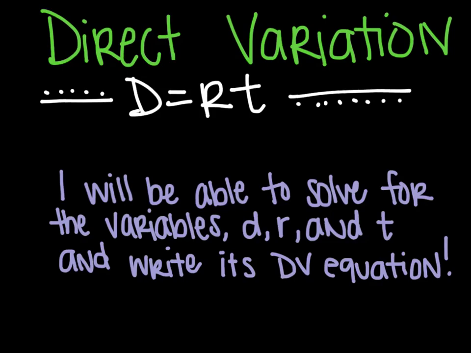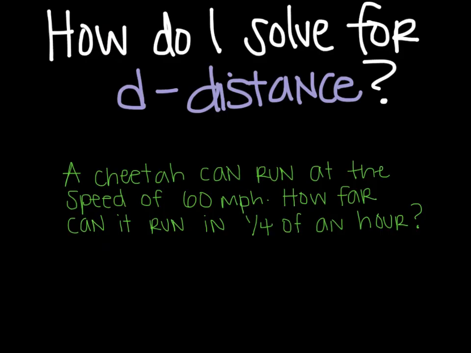This special segment is on d equals RT, which is distance equals rate times time. You will be able to solve for the variables d, r, and t and write the direct variation equation that goes with it. First question is, how do I solve for d, which is distance?